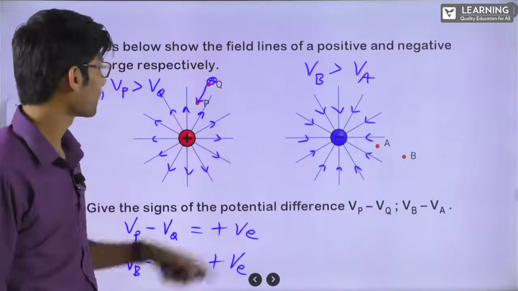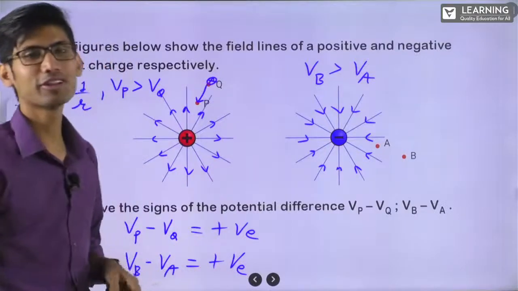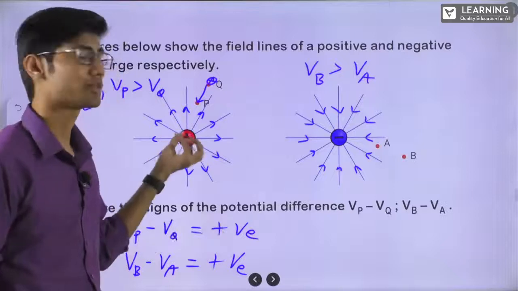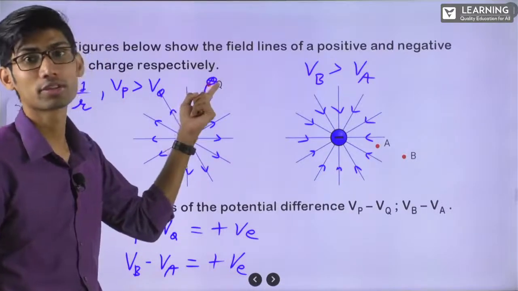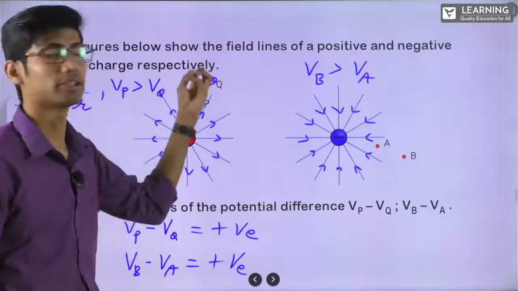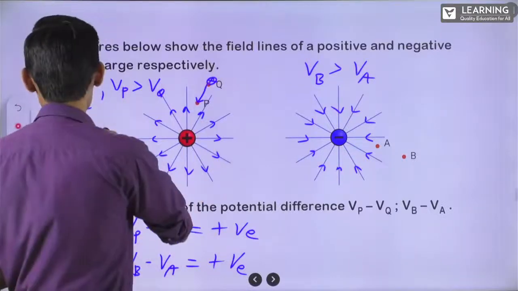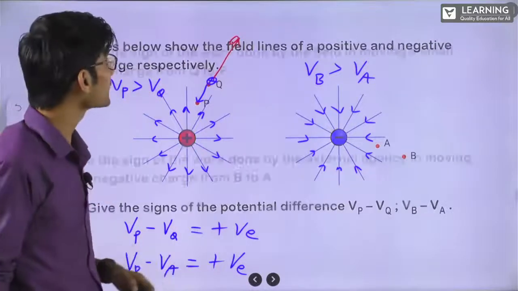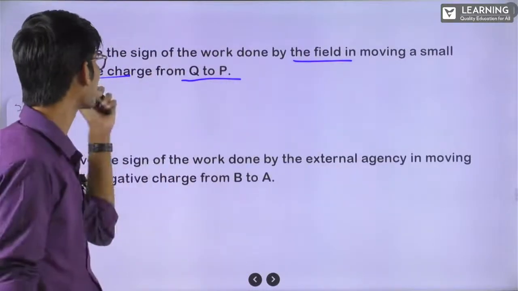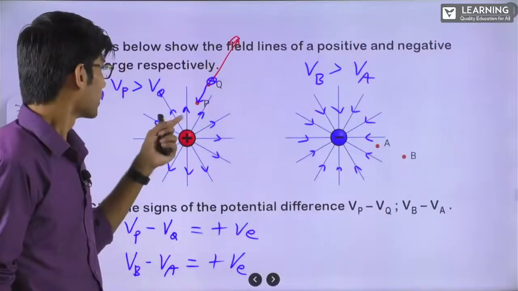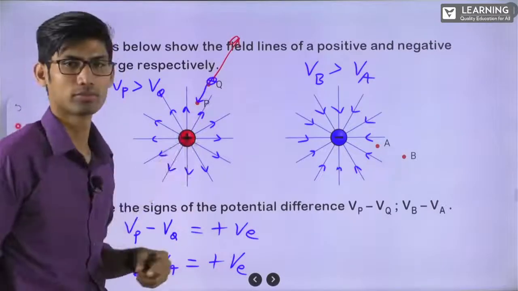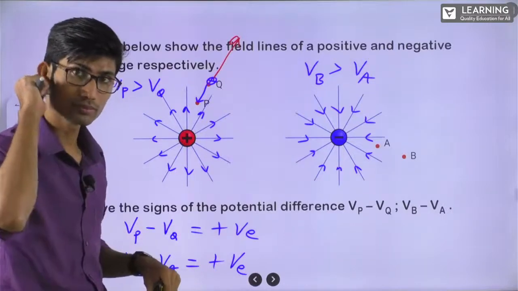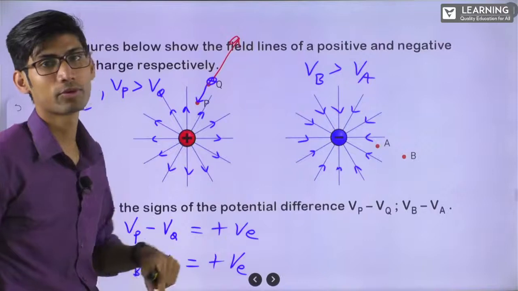Now here if you see, if a positive charge is kept here, what will the field do? The field is outwards. This is a positive charge. Positive charge will repel the positive charge, correct? That means this positive charge will make this charge go away. But what they are asking is, what is the work done by the field in moving a small positive charge from Q to P? It will not come from Q to P, right? This charge is kept at rest. Correct? It will not come from Q to P.